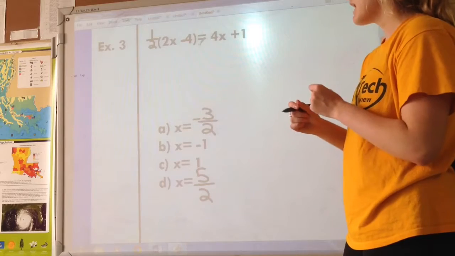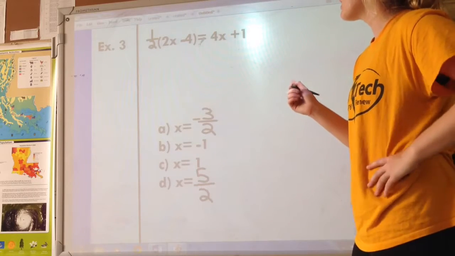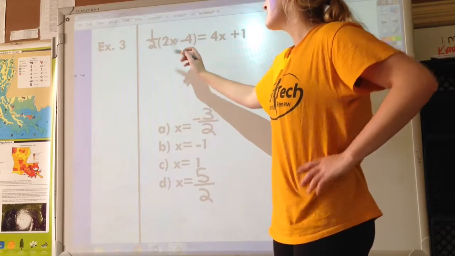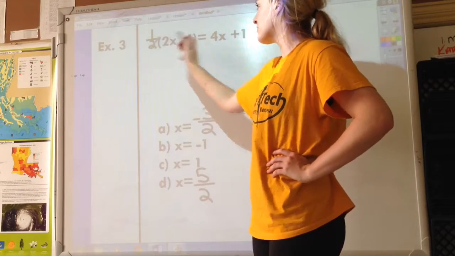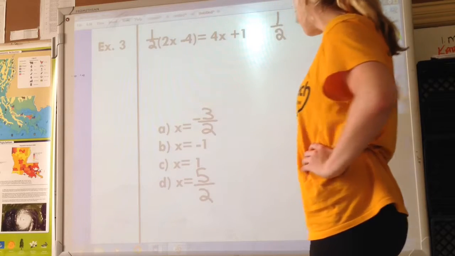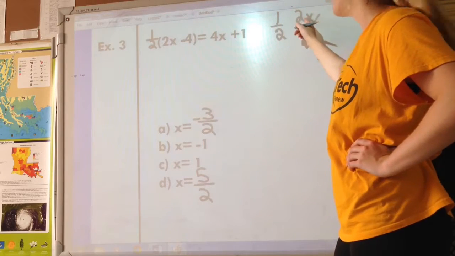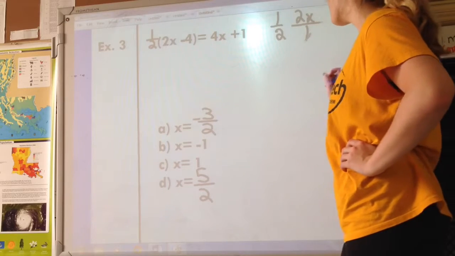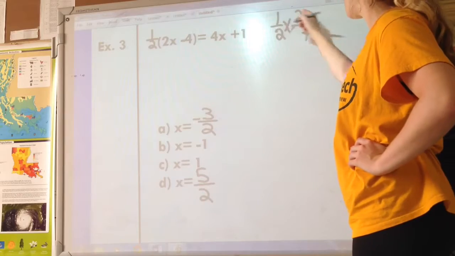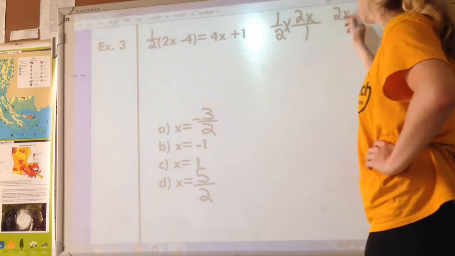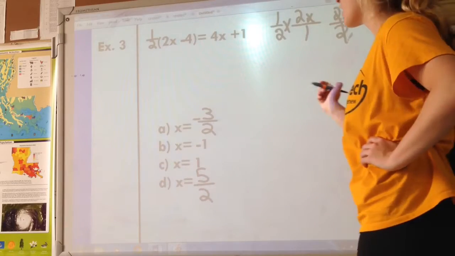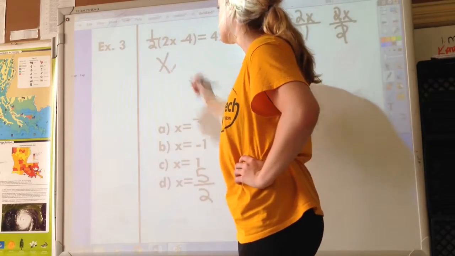I see that I'm going to have to distribute, so I'm going to multiply 1/2 by 2x. And this is the same as if I was multiplying 1/2 by 2. So if I'm multiplying 1/2 by 2x, if I want to turn this 2x into a fraction, I can just put it over 1. And then all I have to do now is multiply across. 1 times 2x is 2x, and then 2 times 1 is 2. My 2's will cancel out, and so I'm just left with x.